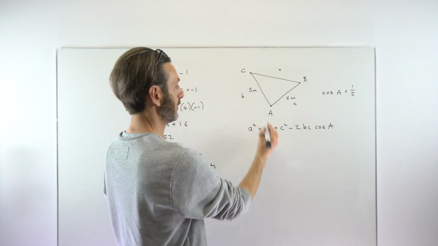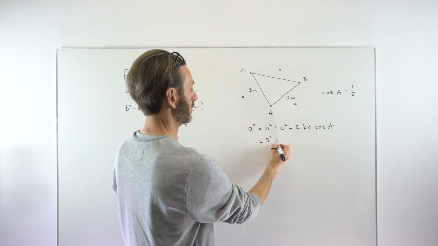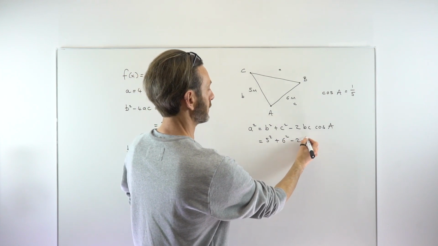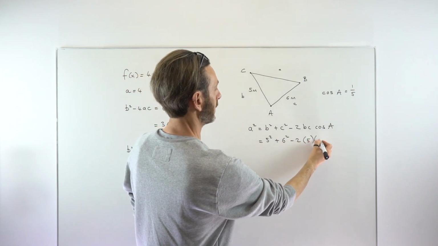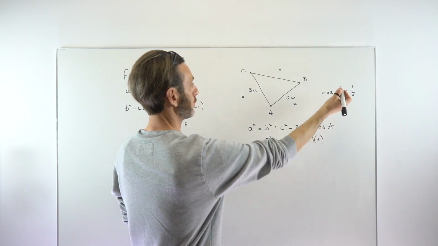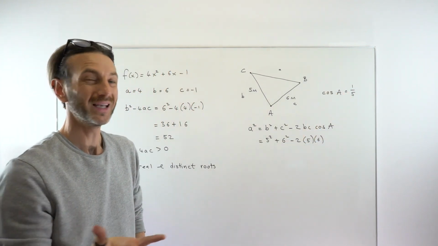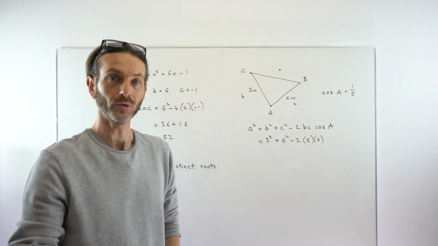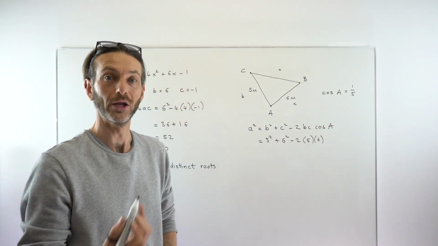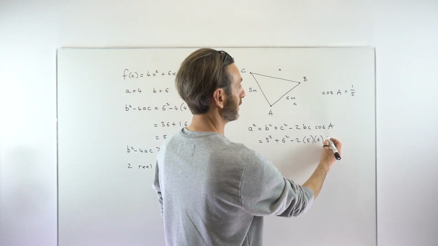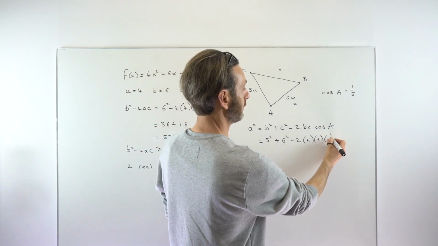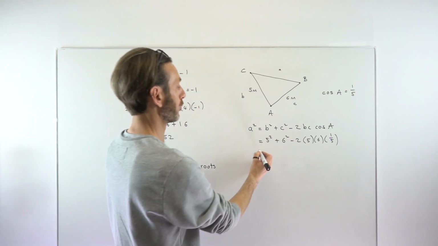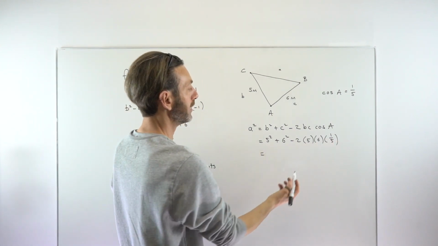So the b value is 5, so it's going to be 5 squared, plus the c value is 6, so it's going to be 6 squared, minus 2 times 5 times 6 times the cosine of a, which is 1/5. Big temptation here is to write the cosine of 1/5, but we can't process the cosine of an angle like that non-calculator, so it can't be the cosine of 1/5, it can only be 1/5.